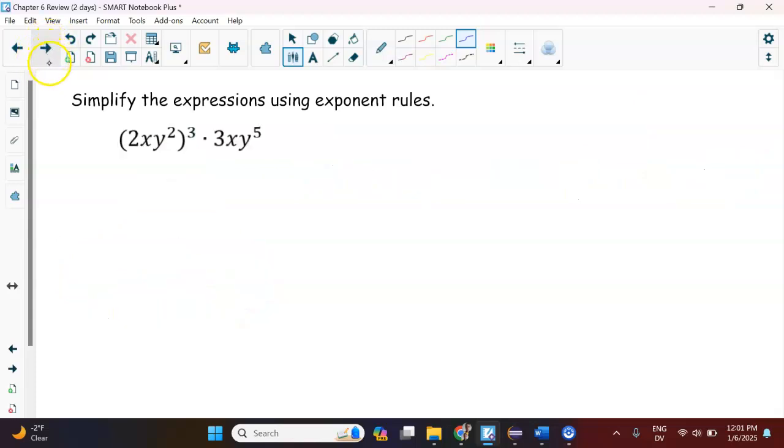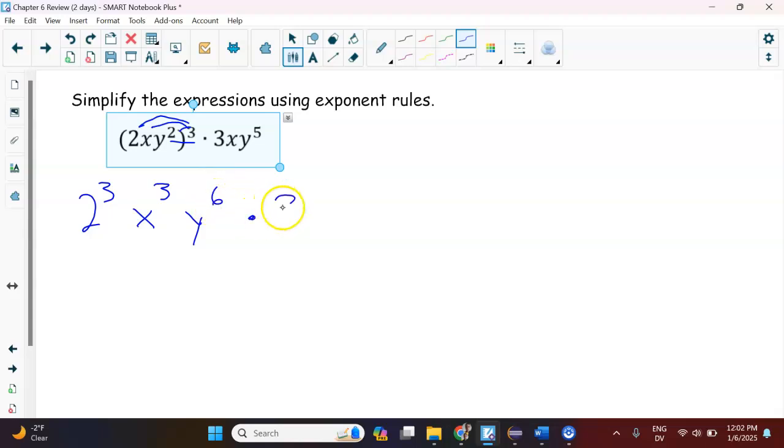Okay, again, pause the video and give this one a shot. More exponent rules. All right, so here, again, I would start with this distribute piece. So this 3 applies to everything inside of here. So we'd have 2 to the 3rd, x to the 3rd. And then this is power of a power, so that becomes y to the 6th.